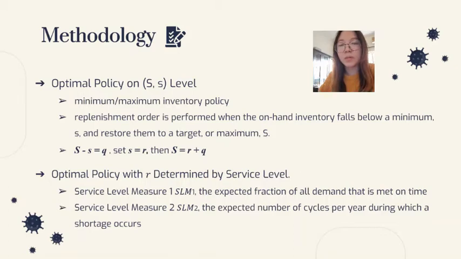When we set our minimum level as the reorder point, then our maximum level will be found by using the reorder point plus our quantity. The optimal policy of R determined by service level is also used as our methodology. We will have 2 measurements: the first one is SLM1 and the second one is SLM2. SLM1 is the expected fraction of all demand that is met on time, while SLM2 is the expected number of cycles per year during which a shortage occurs.